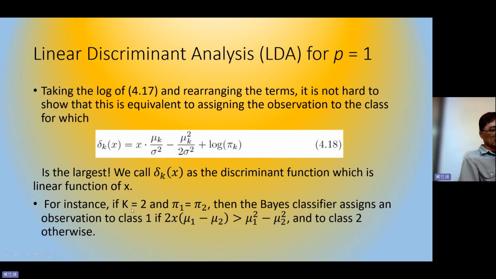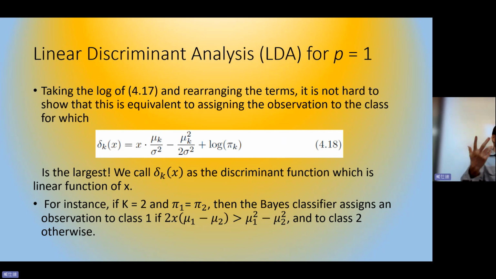Sometimes this classifier will be linear. Sometimes this classifier will be nonlinear. If the classifier is linear, then we call this a linear discriminant. If the boundary of the classifier is nonlinear, then we call this quadratic discriminant analysis. So what we mean by linear discriminant is a linear Bayes classifier.